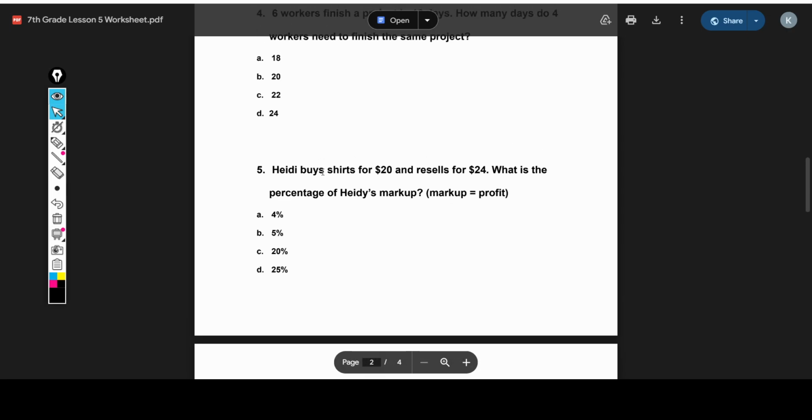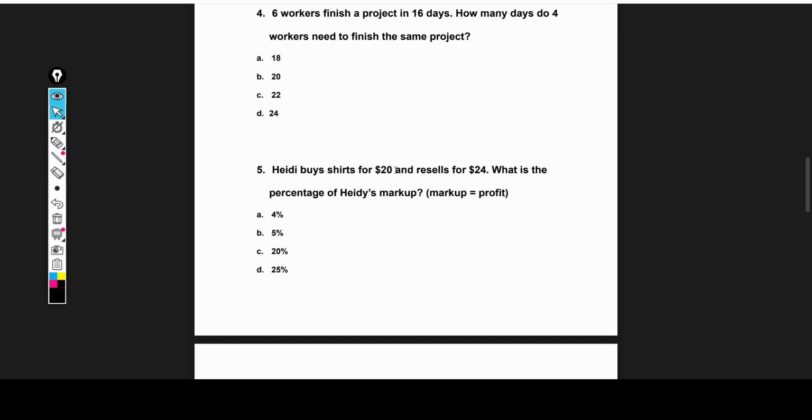And then Haiti buys this shirt for $20 and resells for $24. So what is the percentage of Haiti's markup?